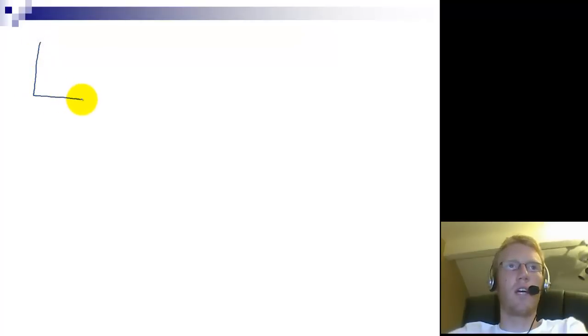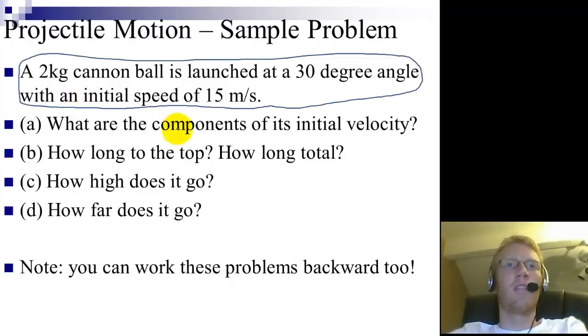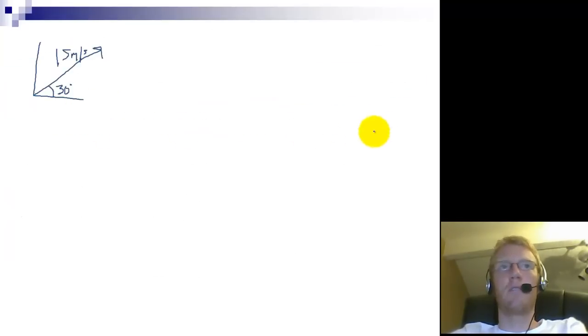So we can draw a little axis here, and we can launch our projectile at a 30-degree angle, and we can label it as 15 meters per second. Okay? Now what are we trying to find? We're trying to find, first, the components of its initial velocity. So here's our diagram. Here's the initial velocity.